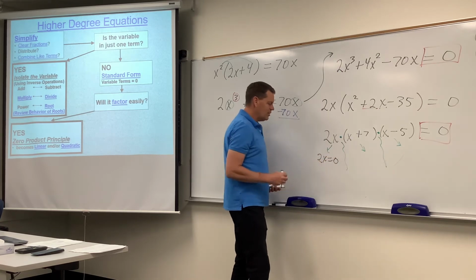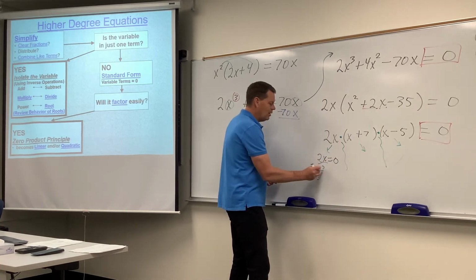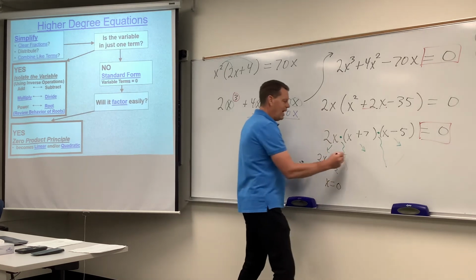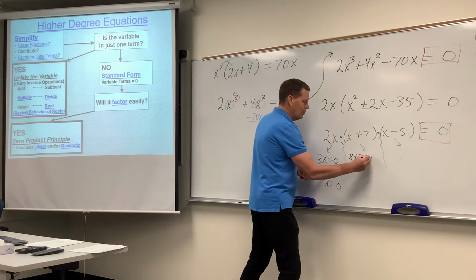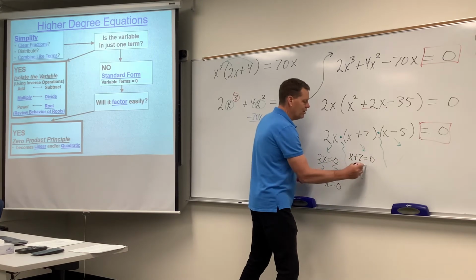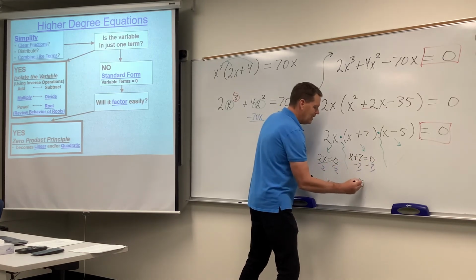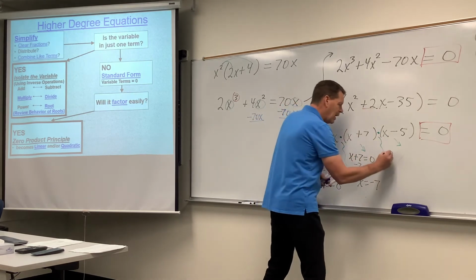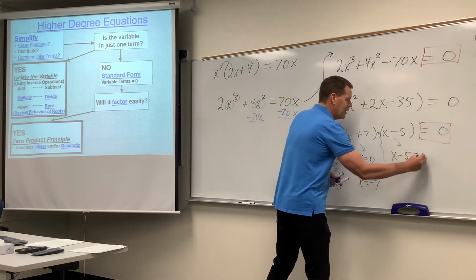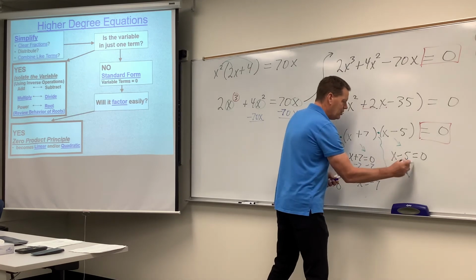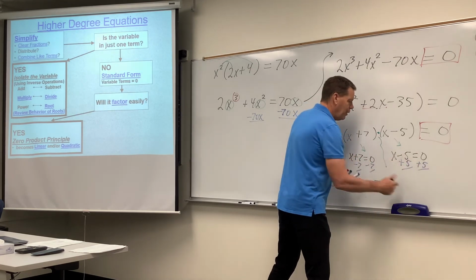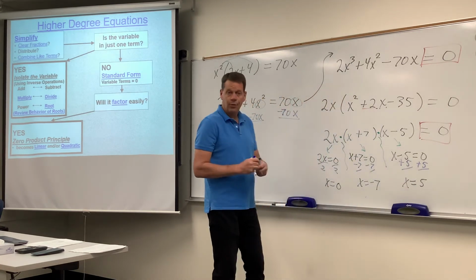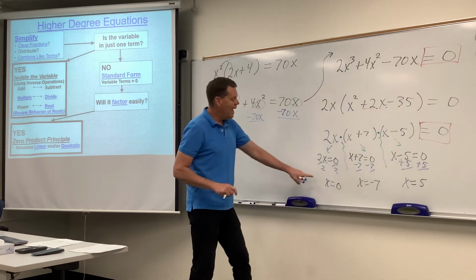So we have three equations now. 2x equals 0, which we just divide by 2, and that leads to 0. Then we have the equation x plus 7 equals 0, which is easy to solve. We just subtract the 7 over, and that leads to the value of negative 7. And then we have x minus 5 equals 0, which, there again, we add the 5 over, and it leads to x equals 5. So we got three solutions here, three real solutions, and there they are.